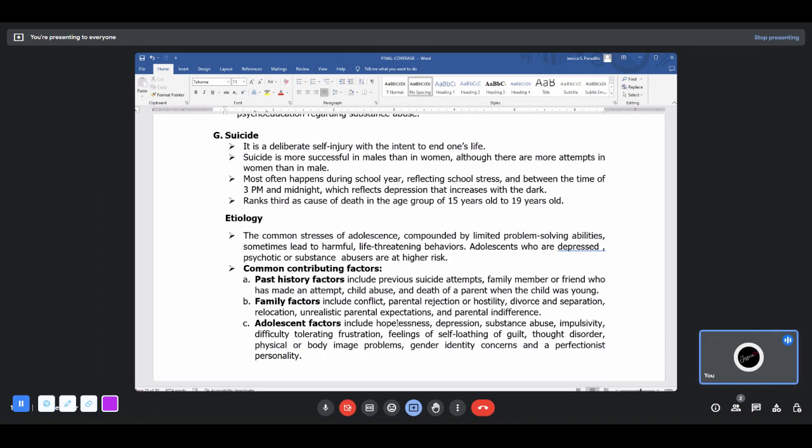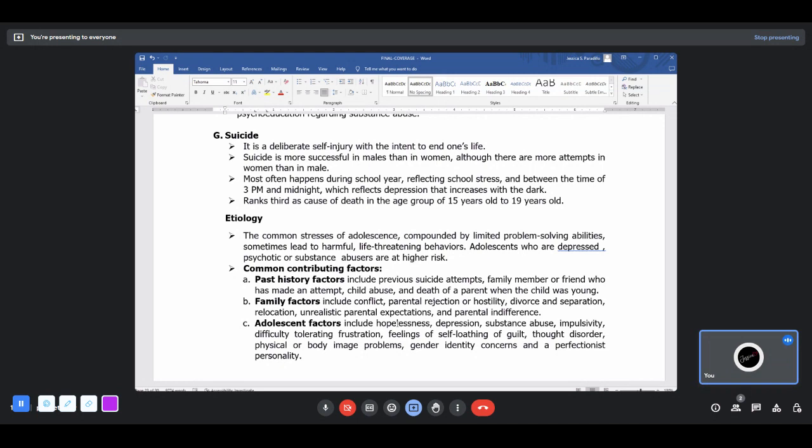Okay, magpapakamatay. Suicide is more successful in males than in women. Pero, ang more attempts is mga girls kaysa sa mga lalaki. Pero mga nagsa-successful na nagpapakamatay mga lalaki.